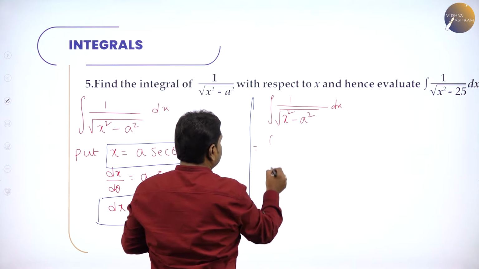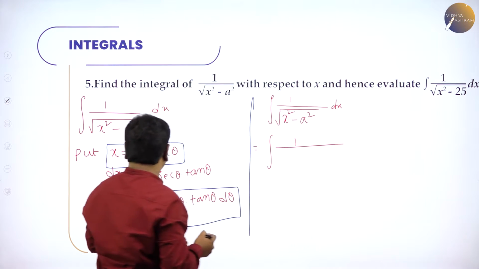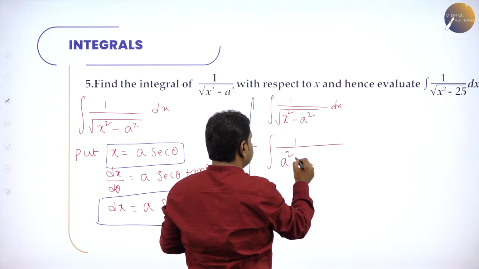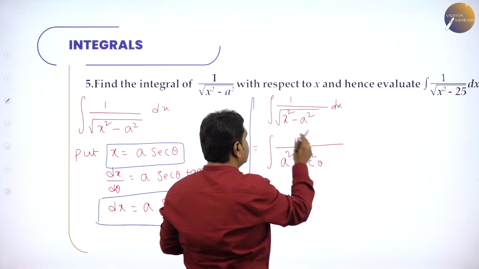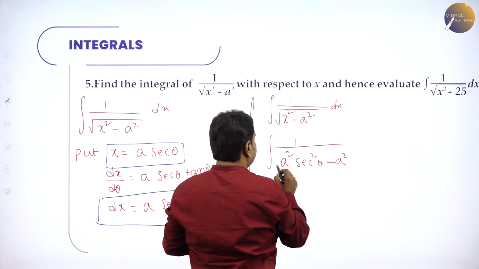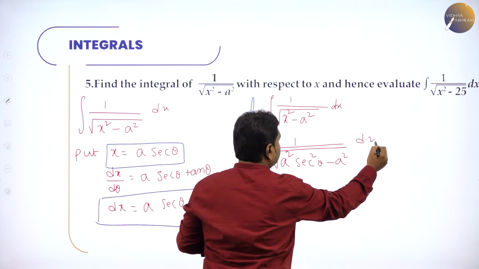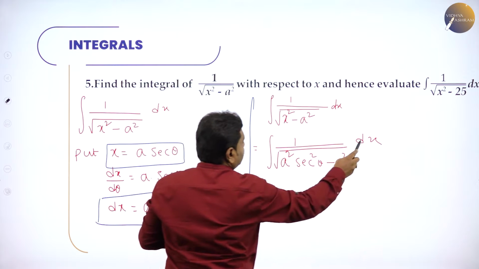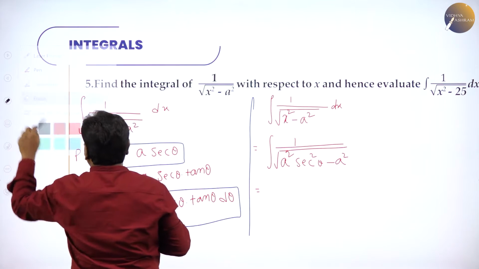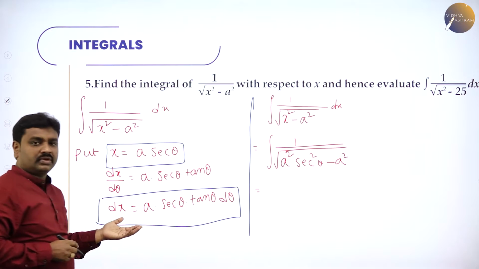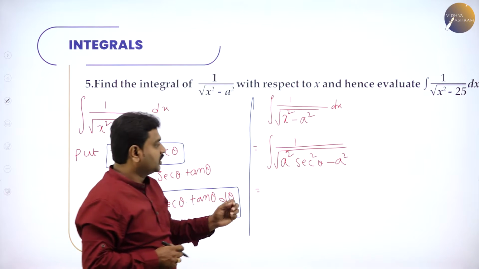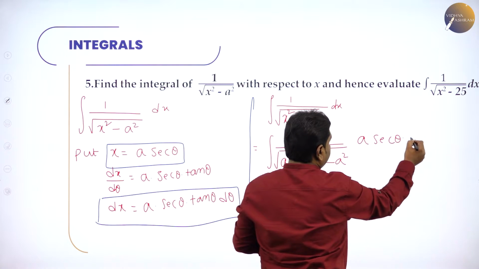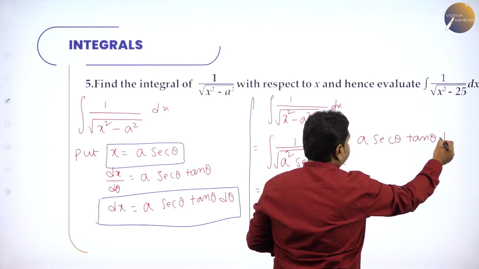What are the substitutions? Integration of 1 divided by, in the place of x, put what? A secant theta. So it will become a square secant square theta, a secant theta whole square minus a square, under root, dx. So in the place of dx also we have a substitution. What is the value of dx? Here we have dx is a secant theta tan theta d theta. In the place of dx, a secant theta tan theta d theta.